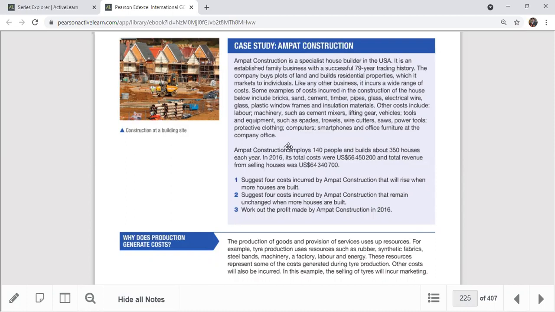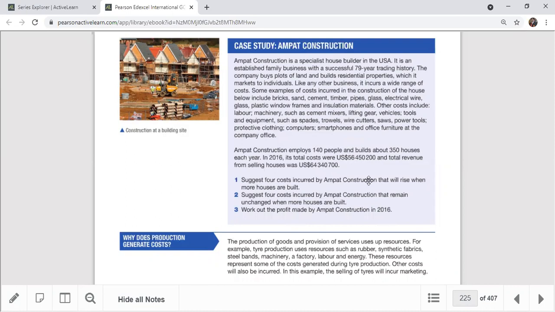The costs that do not change with the level of output we call fixed costs. In this case, you can see office expenses, the company office, smartphones, computers, everything. And next, work out the profit made by AMPAT Construction. They're asking for the basic profit calculation.